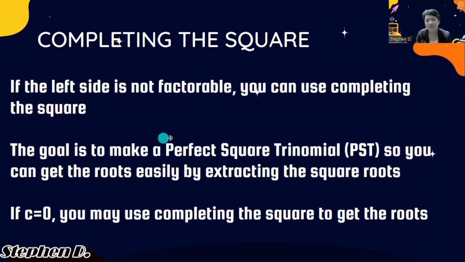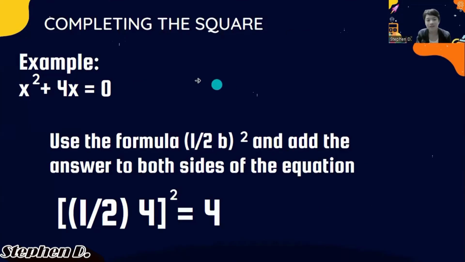The goal is to make a perfect square trinomial, so you can get the roots easily by extracting the square roots. If c is equal to 0, you may use completing the square to get the roots. So our example is x squared plus 4x is equal to 0. Use the formula (1/2 b) squared and add the answer to both sides of the equation.